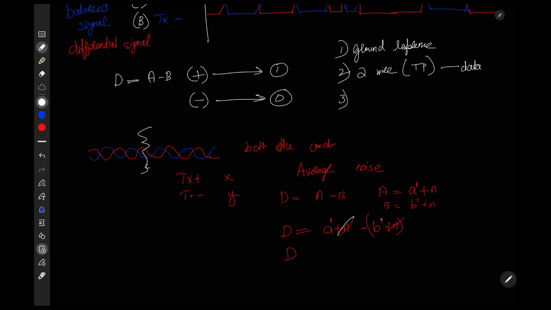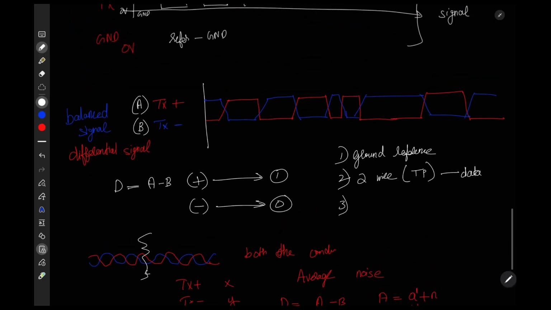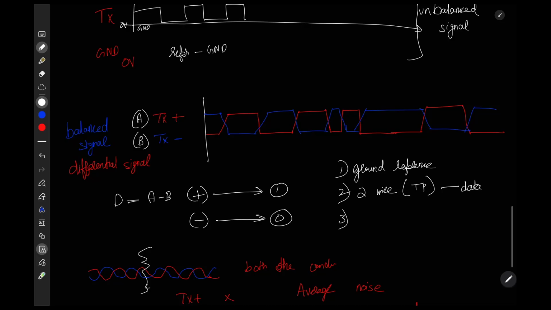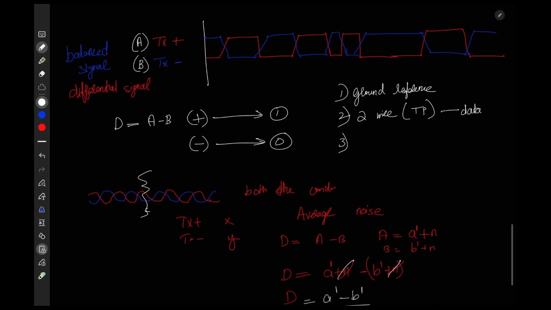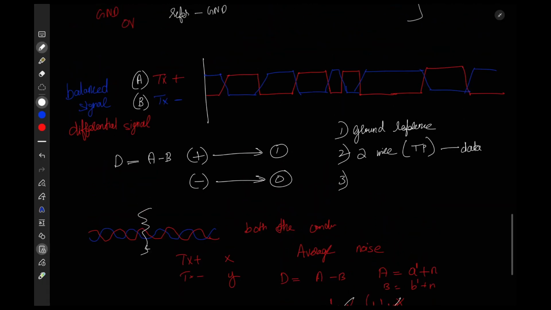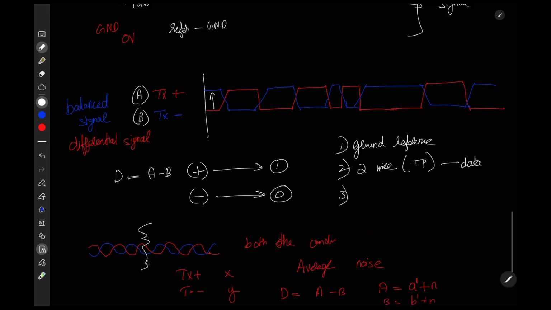That is the beauty of balanced communication. Whatever noise is happening will get cancelled out. Because you are using a twisted pair, any noise in the channel will affect both the channels, and that will ultimately get cancelled out, because you are using the difference between these two voltage levels for deciding your bit, whether it is a 0 or 1.